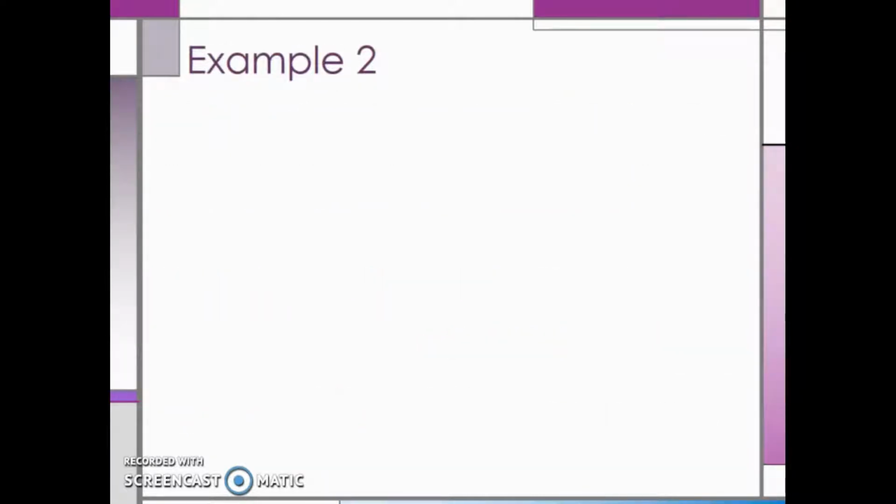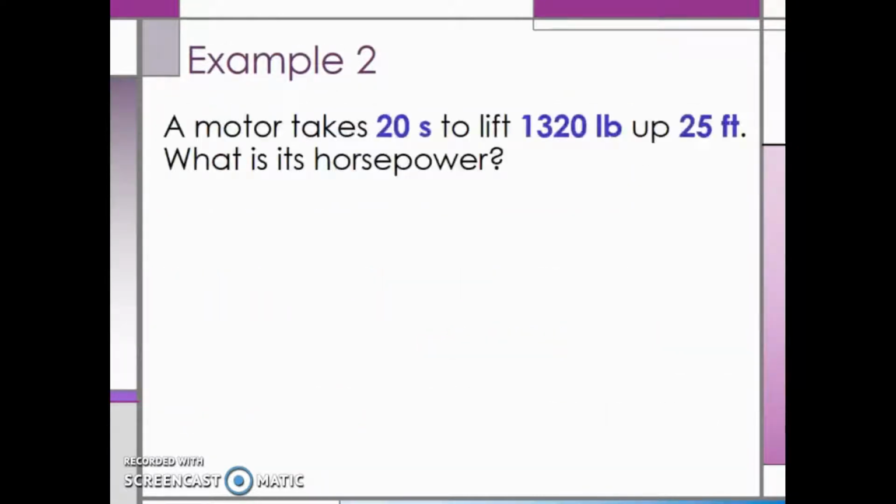Let's take a look at another example. Here, a motor takes 20 seconds to lift 1,320 pounds up 25 feet. What is its horsepower? Just like in the last problem, this problem doesn't specifically tell us how much work is done by the motor, so we have to calculate that first.